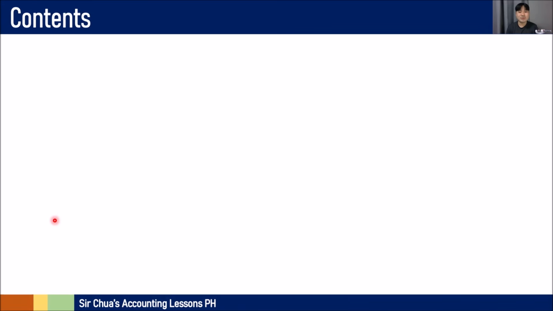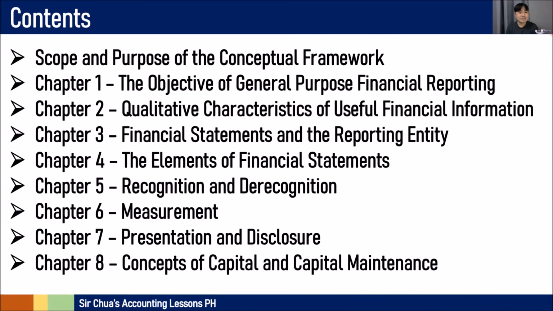Okay, so let's have a quick glance first of the contents of the 2018 Conceptual Framework for Financial Reporting. So we have here the scope and purpose of the Conceptual Framework, and then 8 chapters, which starts with the objectives of general purpose financial reporting and the qualitative characteristics of useful financial information. And then we also have financial statements and the reporting entity, the elements of financial statements, recognition and derecognition, measurement, presentation and disclosure, and concepts of capital and capital maintenance.